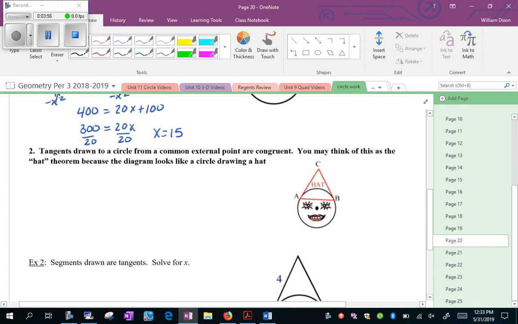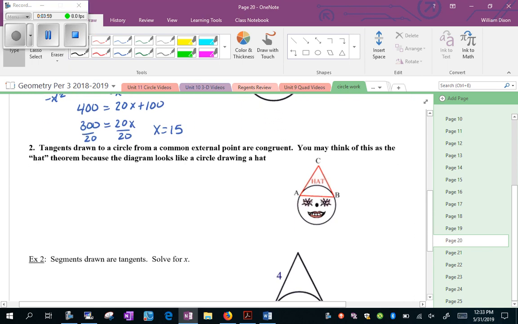All right, number two says tangents drawn to a circle from a common external point are congruent. You may think of this as the hat theorem because the diagram looks like a circle wearing a hat. But anyway, if you have that hat, the length from C to A is going to equal the length from C to B. So those two tangent lines from this point C are congruent. Again, please don't wear that hat to class.